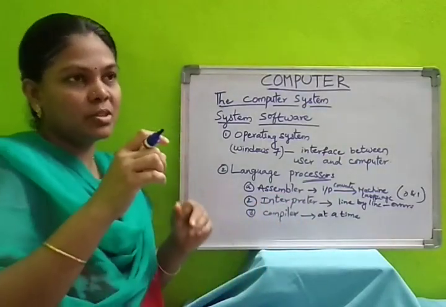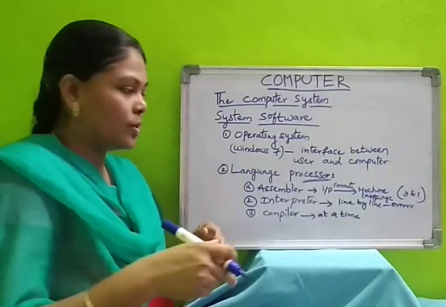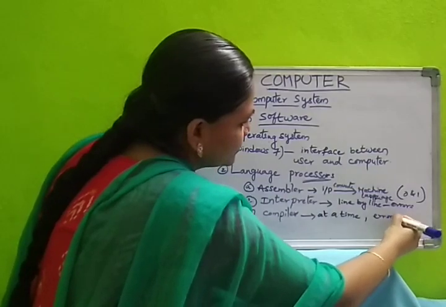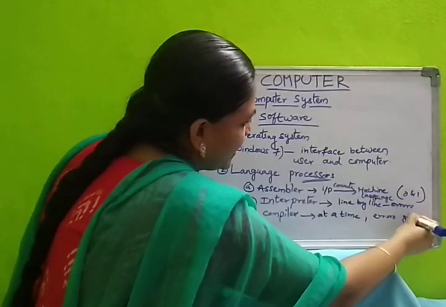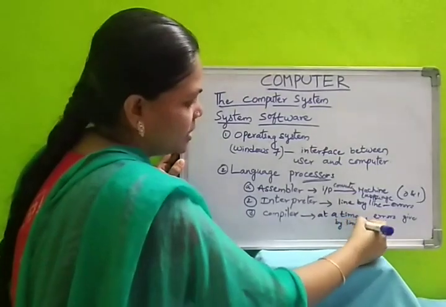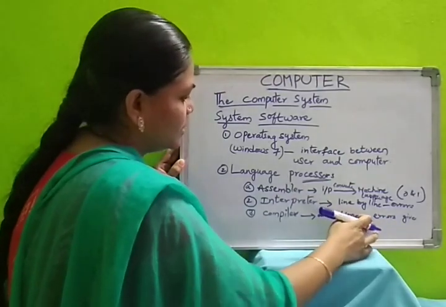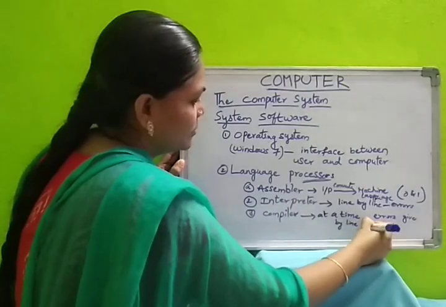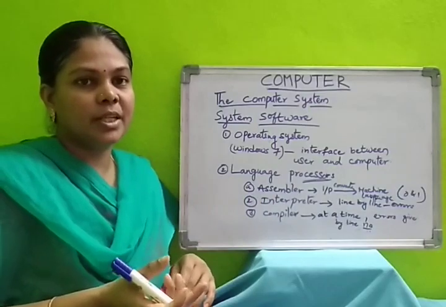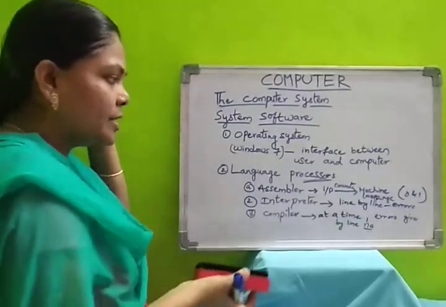And the errors will be given by line number. Suppose in the fourth line you have an error, it gives the error in line 4, like that. Errors will be given by line number. So after correcting these errors, again it will be converted and it is displayed on the monitor. Okay? This is about language processors.